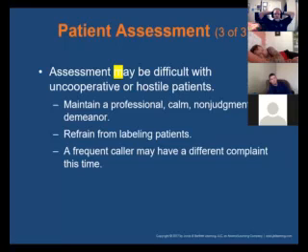He is 6'6" and 250 pounds of solid muscle, and he can hurt you. So you're trying to assess him after he's restrained and on your cot, and he still wants to kill you. It may be difficult to do a good, thorough assessment. But even in the face of hostility and lack of cooperation, you must maintain a professional, calm, and non-judgmental demeanor.